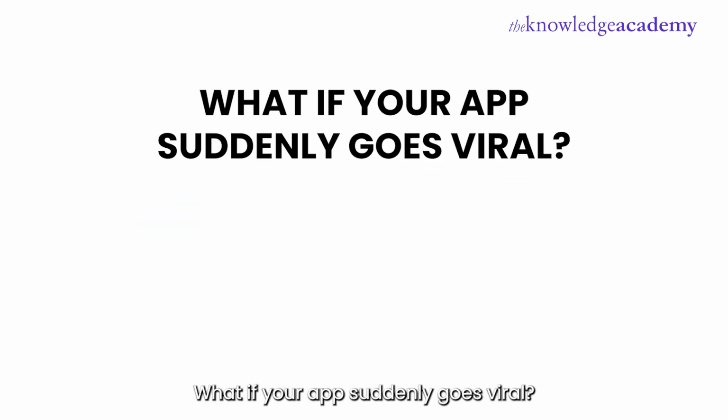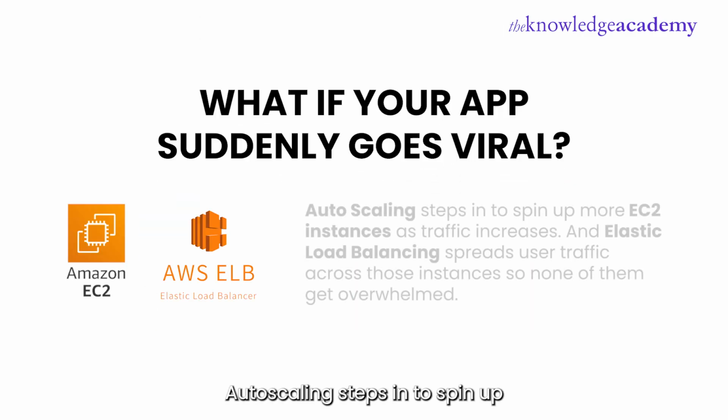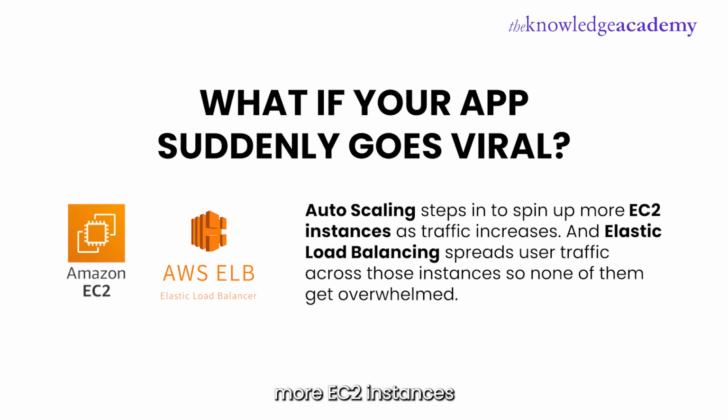But if your app suddenly goes viral, auto-scaling steps in to spin up more EC2 instances as traffic increases. And elastic load balancing spreads user traffic across those instances, so none of them get overwhelmed. These tools make your app resilient, fast, and ready for growth, automatically.